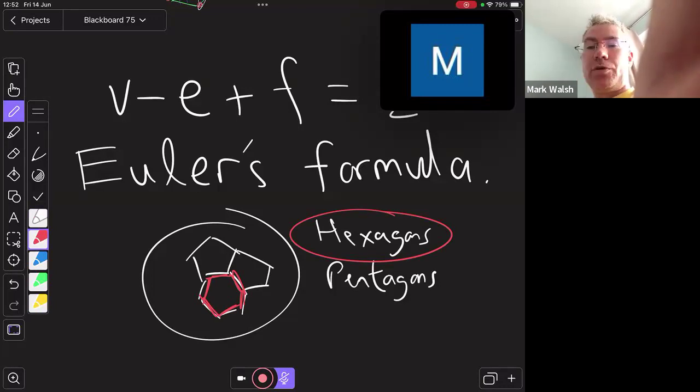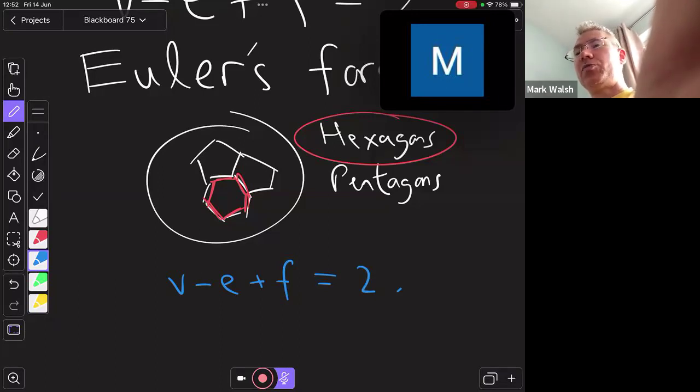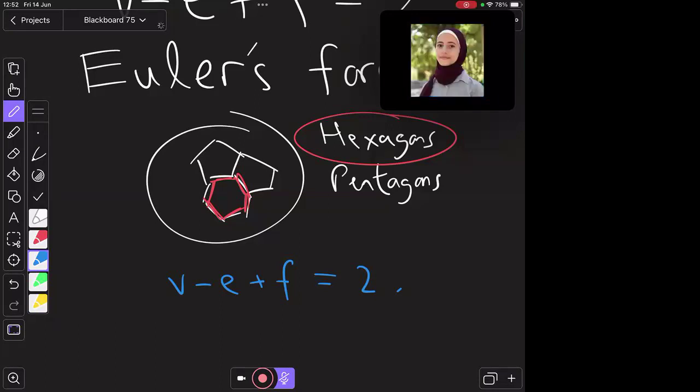And if you count up, you can try it yourself. Go find a football and count. If you work out V minus E plus F, you will get 2 always. So that's a very famous fact. It's a more modern fact. It was proved maybe 200 or 300 years ago. But it's true, and it's a very, very useful thing to know. Does that make sense? Yes. Now, I haven't proved it. I've just told you it's true.